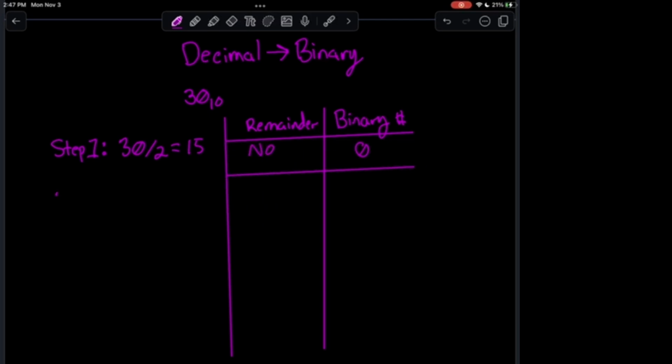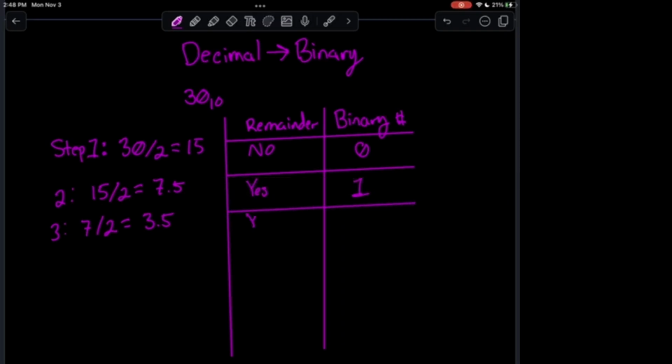Okay, so then step 2, it's 15 divided by 2. That equals 7.5. We do have a remainder here. So yes, that means we get a 1 for that position. Step 3, we're just going to take the 7 because that remainder got taken over by that binary number. So you'll do 7 divided by 2. And we already know this is going to have a remainder. That is 3.5. So yes, we have a remainder.